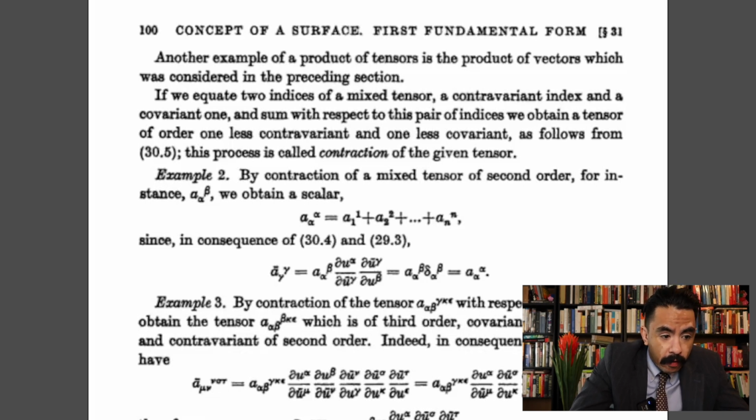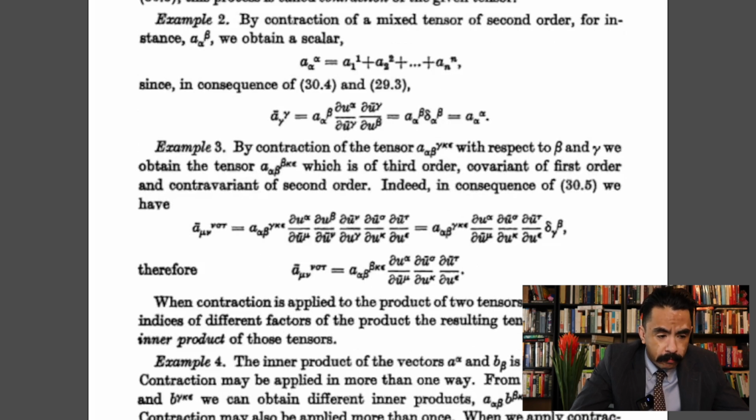equals a sub alpha superscript beta times partial u alpha partial u over bar gamma times partial u over bar gamma partial u beta, which equals a subscript alpha superscript beta times the Kronecker symbol, or delta, with a subscript alpha and a superscript beta, which then equals a sub alpha superscript alpha.